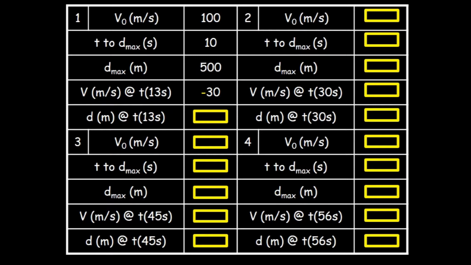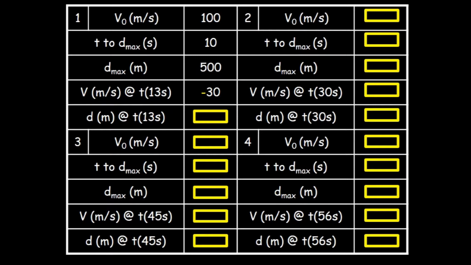Okay, now do you see that? It's negative 30. By definition, down is negative for velocity. Up is positive. Up is negative for acceleration. I'll make that a little clearer in class on the board.